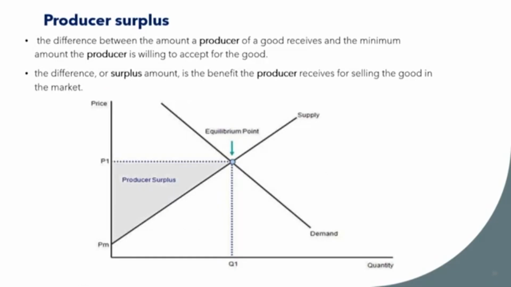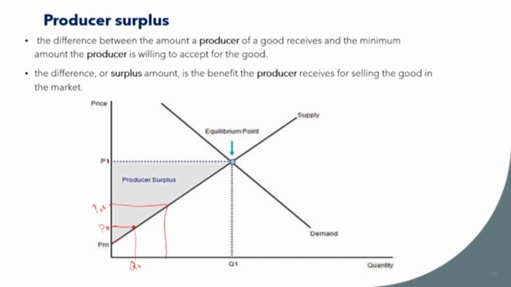Let's now move to a related concept called producer surplus. We can define it using the same framework. It is the difference between the amount a producer of a good receives and the minimum amount the producer is willing to accept for the good. For example, when the price is P naught, they are willing to supply this much. When the price is P double naught, they are willing to supply this much.